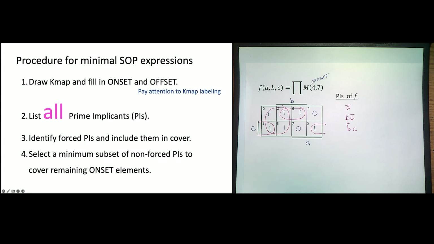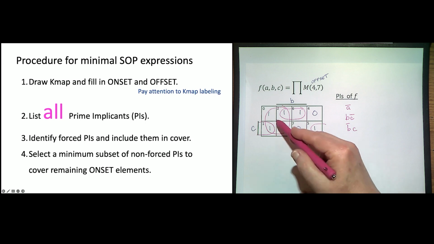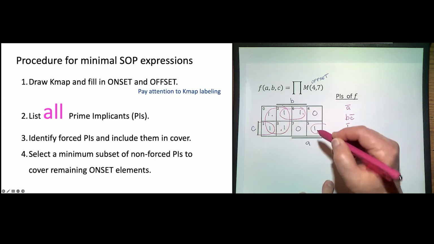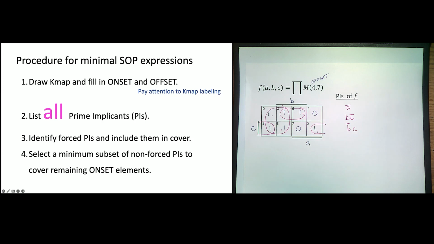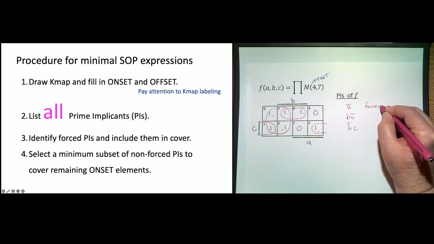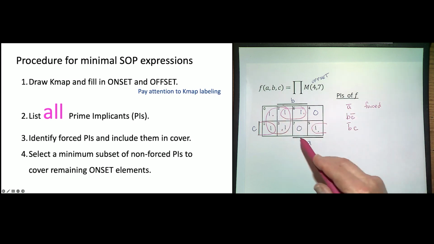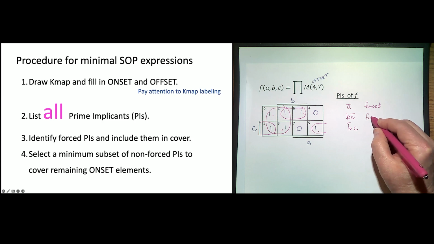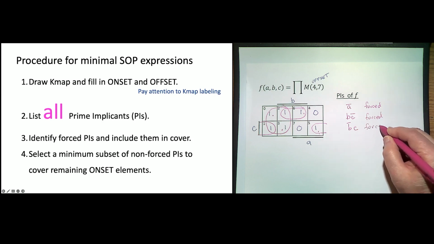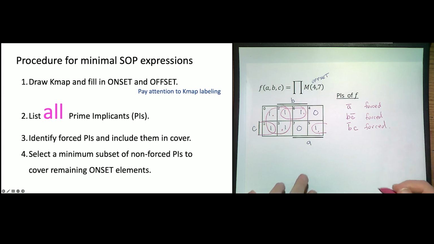All right. Now, which ones are forced? Well, one way to do that is to look for cells that are only covered by one. So we have a bunch of cells that only have one choice. So this is forced because of 0 and 3. This one's forced because of 6. And this one's forced because of 5. So they're all forced. And this means that my expression will require that I take all of these.